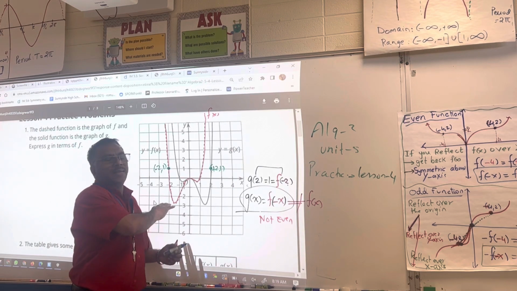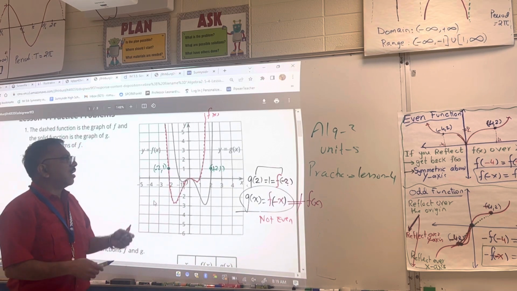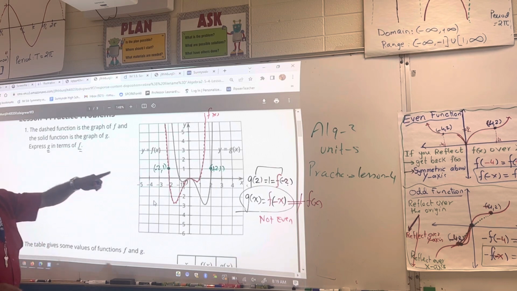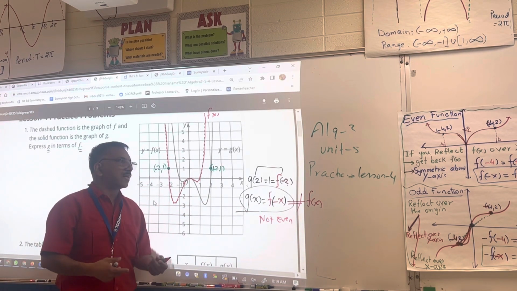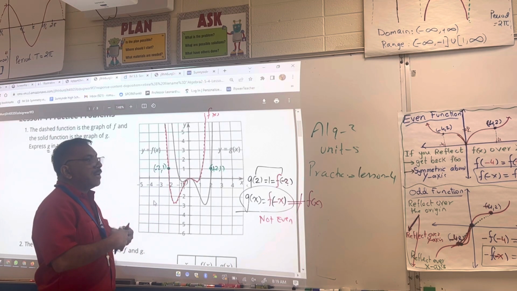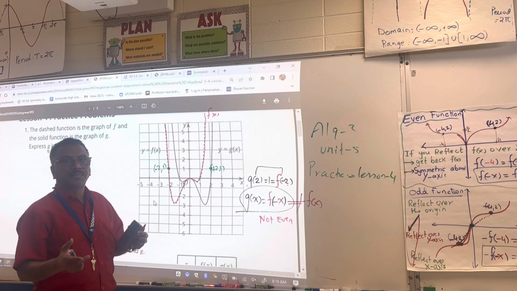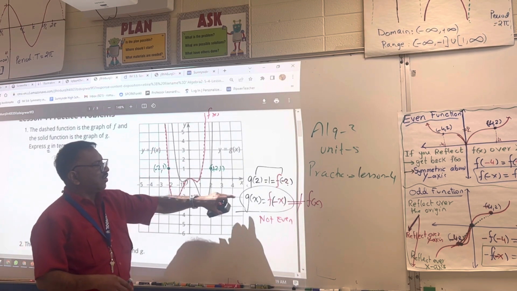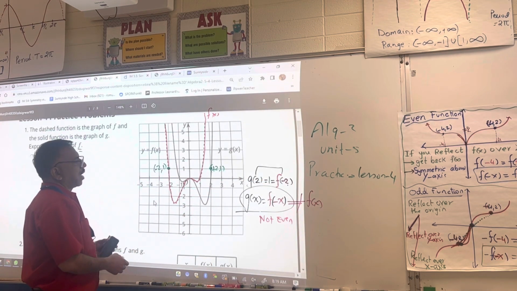So the goal is, they didn't ask us about even and odd. They just asked us, what is the question? Express g in terms of f. That's all you are supposed to do. But we want to understand what's happening. The new one is the reflection over the y-axis, that's it. So this one, g, is f of minus x. I could take any other point too. I could have taken this one.